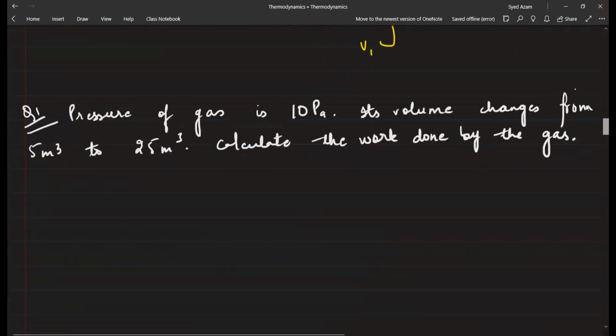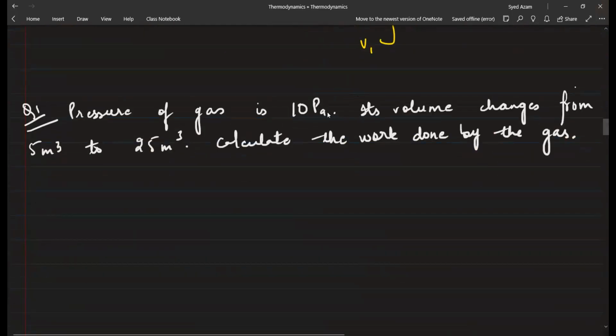Let's see the question. See here, in this question, the pressure is given as 10 to the 10 pascals, and change in volume is given. See, what will be the change in volume? Initial volume is 5, final volume is 25. What will be the change?